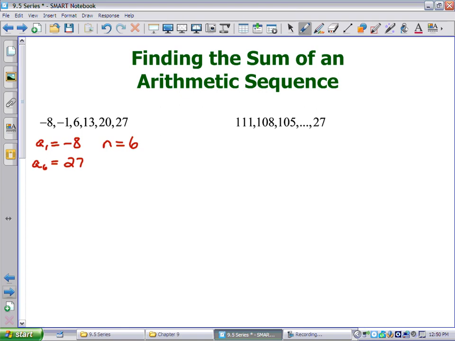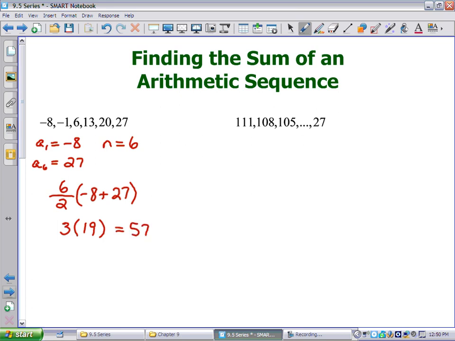All right, so if we look at our sum here using our formula, n divided by 2. So we have 6 divided by 2 times the quantity of your first term, which is -8, plus the last term, which is 27. And when I work this out, 6 divided by 2 is 3 times -8 plus 27, that's 19. And 3 times 19 comes out to be 57.